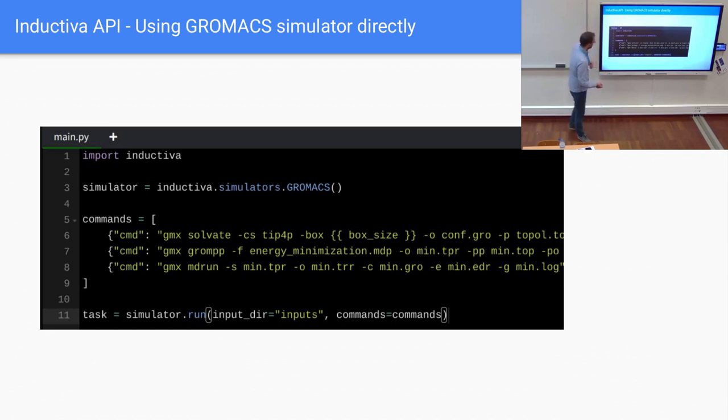We also exposed more direct access to the simulator. In the previous slide, I showed you a scenario that is already pre-configured, like putting a protein inside of a box of water. But if you are an expert in molecular dynamics, you can directly say which commands you want to run in GROMACS. Actually, it's one of the things I would like to learn from this community: what kind of open source simulators does your community use? Because we can really easily integrate new simulators in a matter of a couple of days.